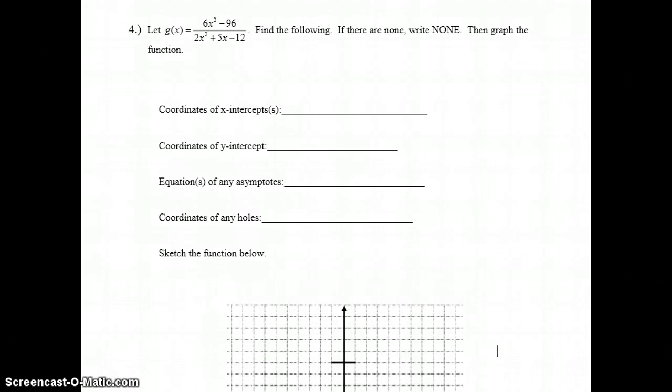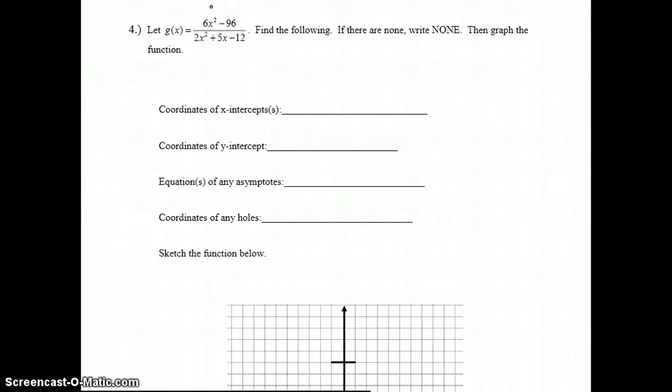This is page 3 of chapter 3. We've got another rational function, so let us start analyzing it. First thing I notice, the degrees in the numerator and the denominator are the same.